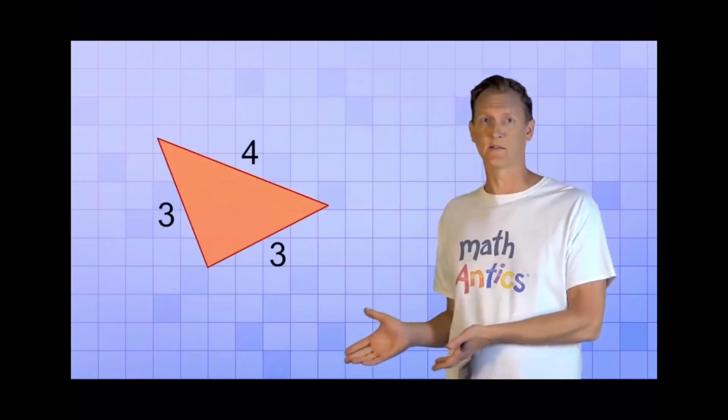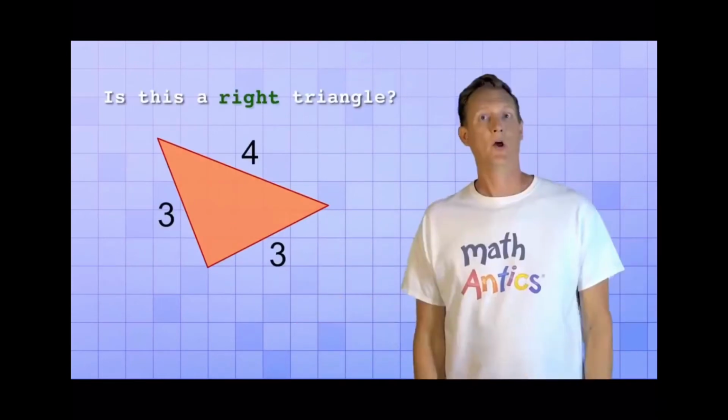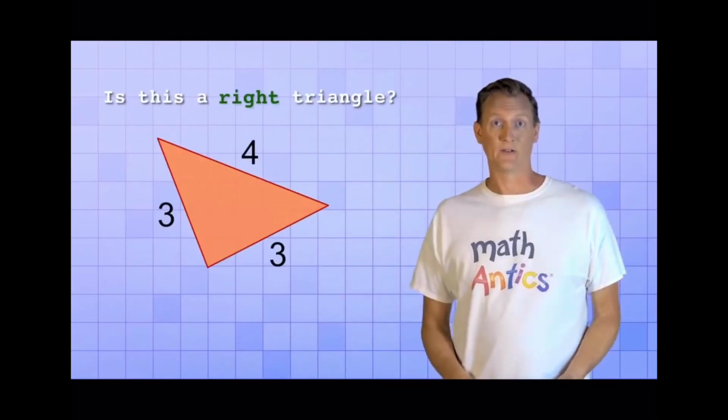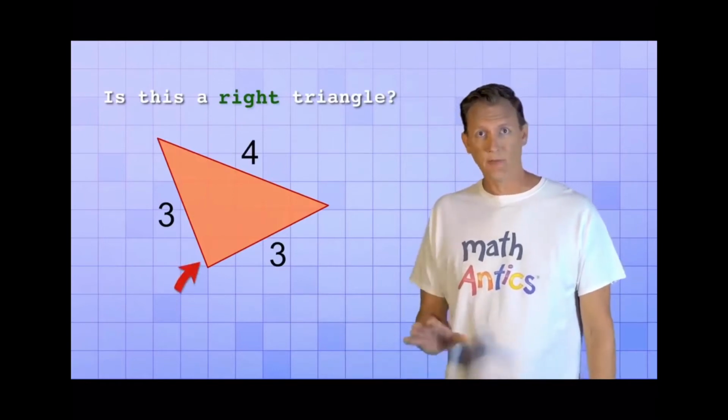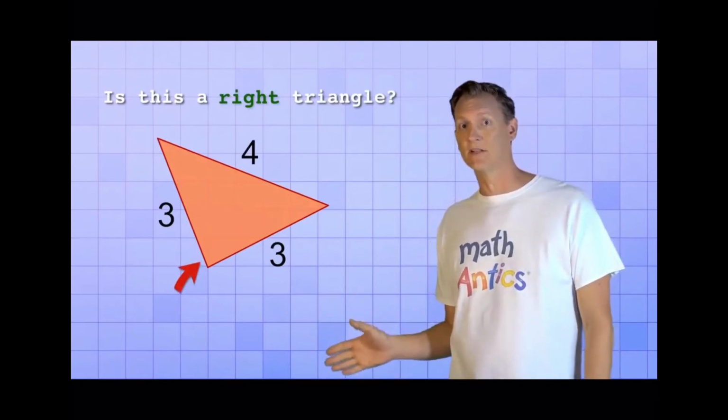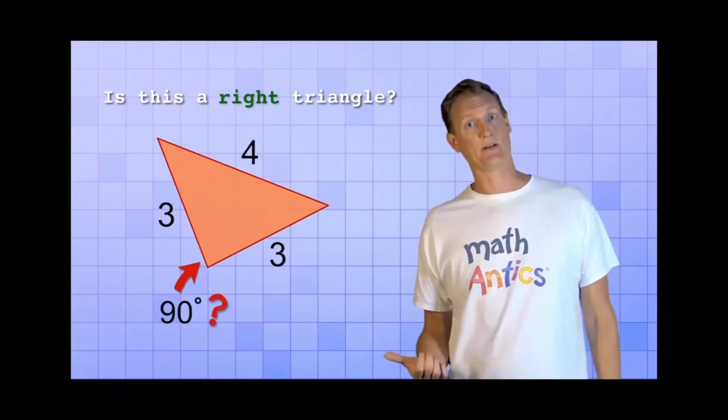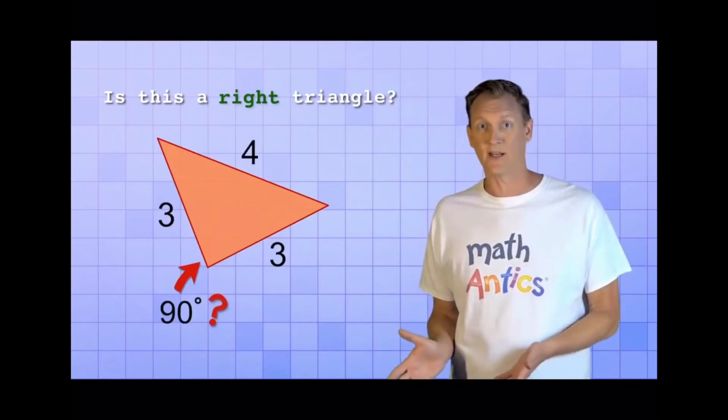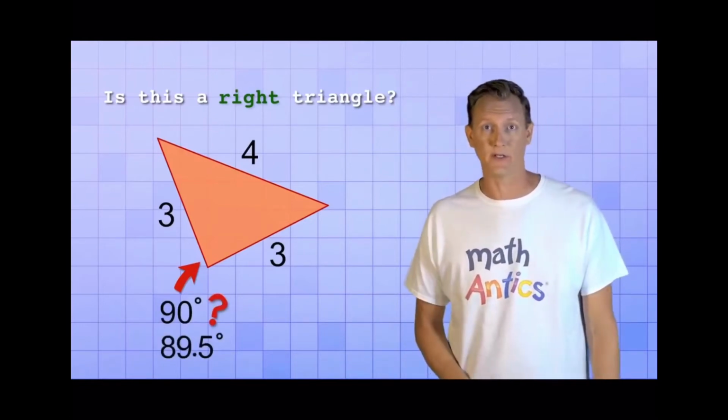You can also use the Pythagorean theorem to test a triangle to see if it truly is a right triangle. You know, in case you're not already sure. For example, what if someone shows you this triangle and asks, is this a right triangle? Well, it looks a lot like a right triangle, but it doesn't have a right angle symbol, and it would be kind of hard to tell if this angle is exactly 90 degrees just by looking at it. Maybe it's really close to 90, like 89.5 degrees.